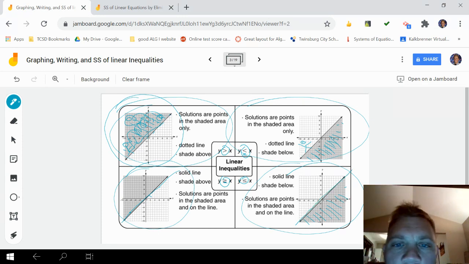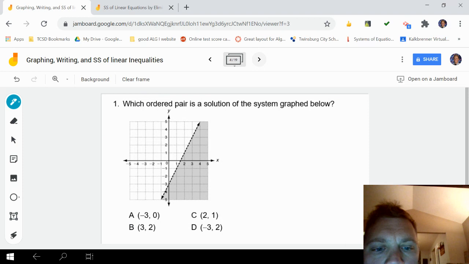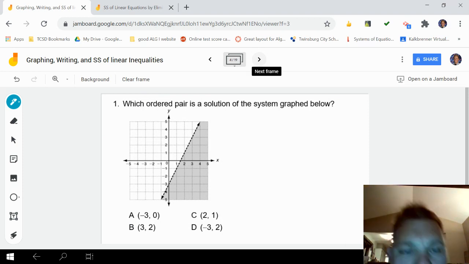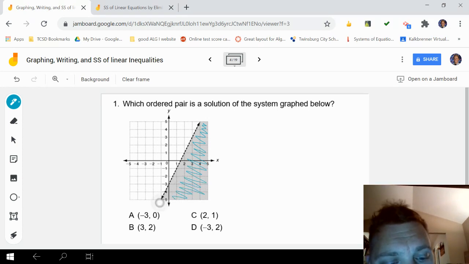All right, so let's see what this looks like moving forward. Great question here: which ordered pair is a solution to the system? This whole shaded area is our solution set. And this also tells me that it can't be on this line, that linear function, because it's dashed. So if it's on the line, no bueno. If it's in the shaded area, awesome.